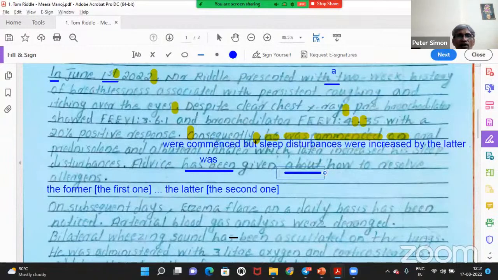Instead of advice, you can say recommendations, counseling, education. So which is the better word you use? You can substitute that one. Advice. Yeah. Right. Advice was given.